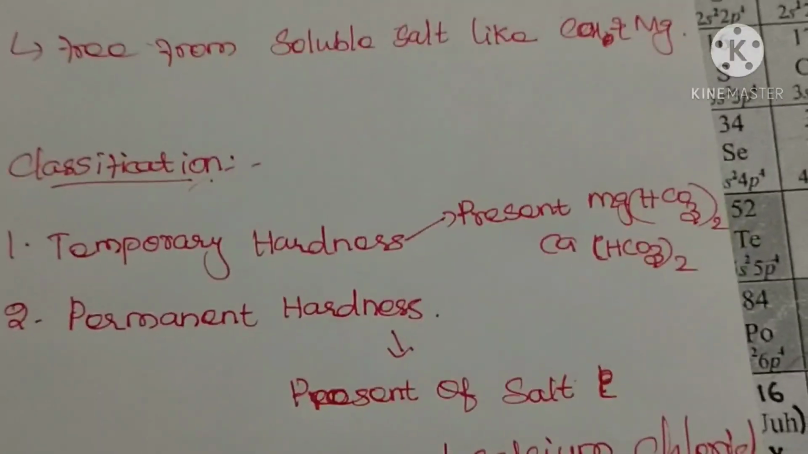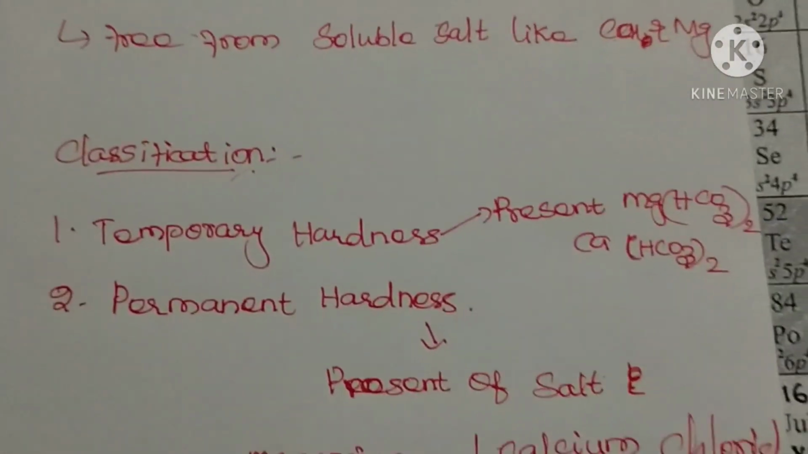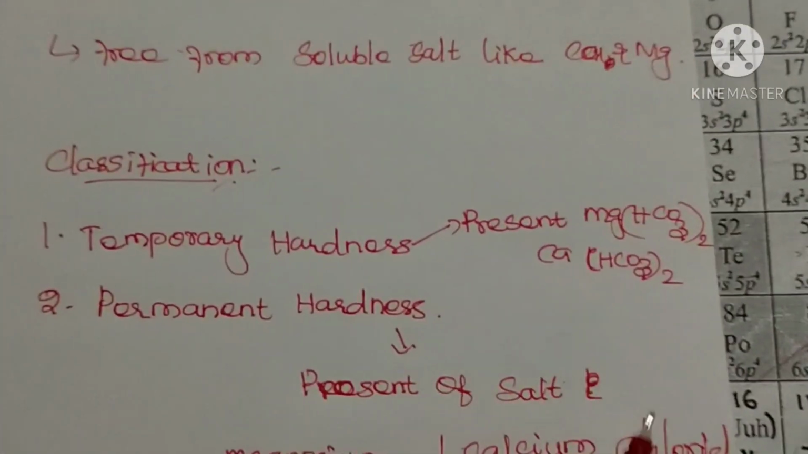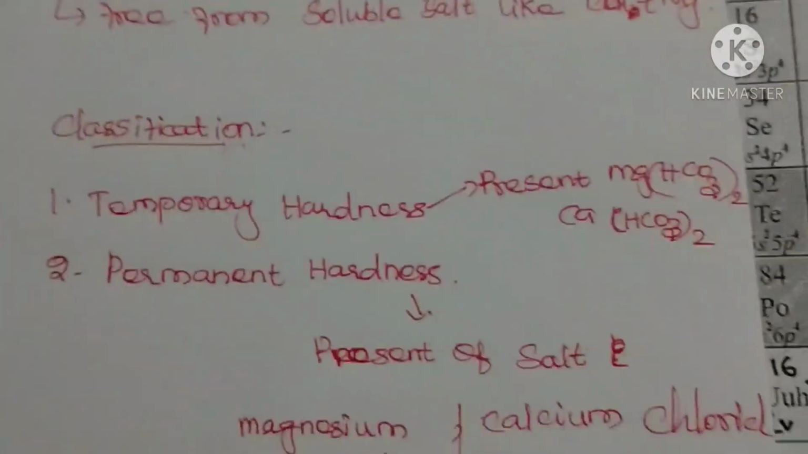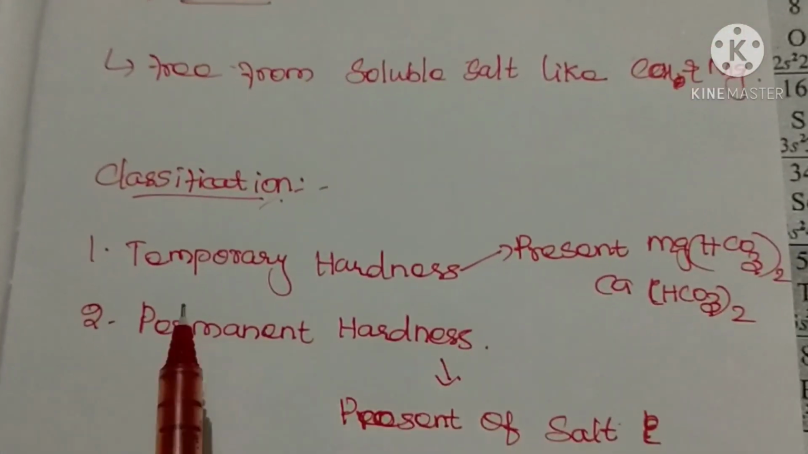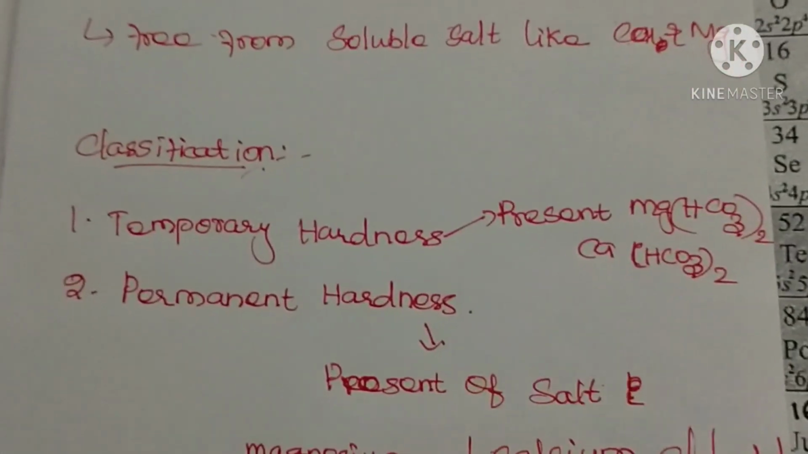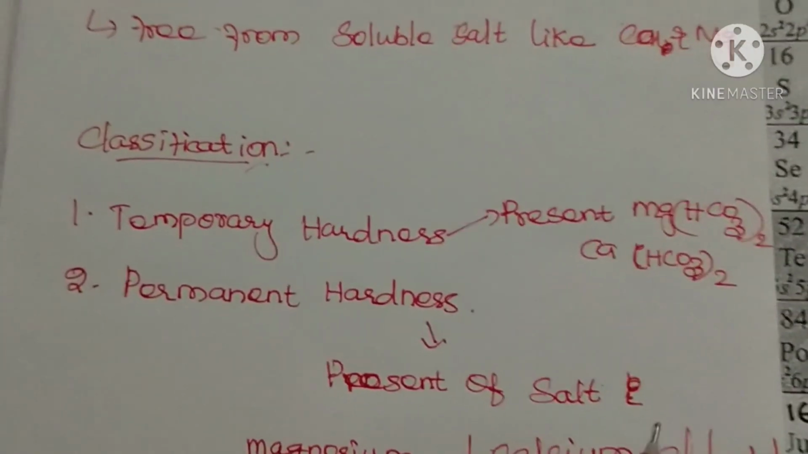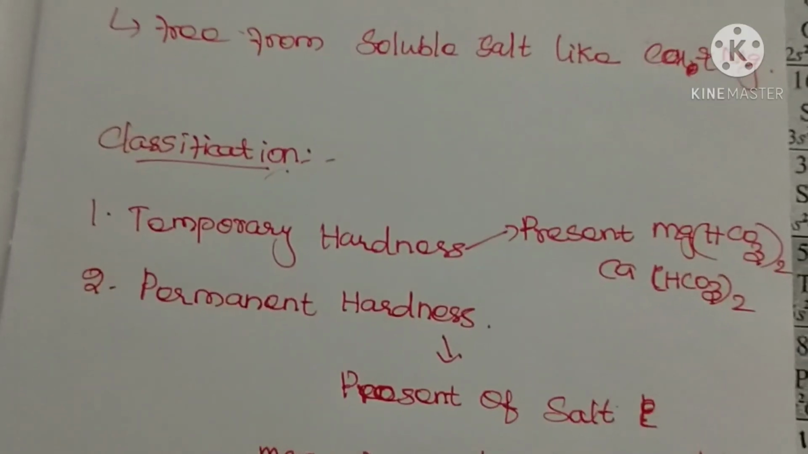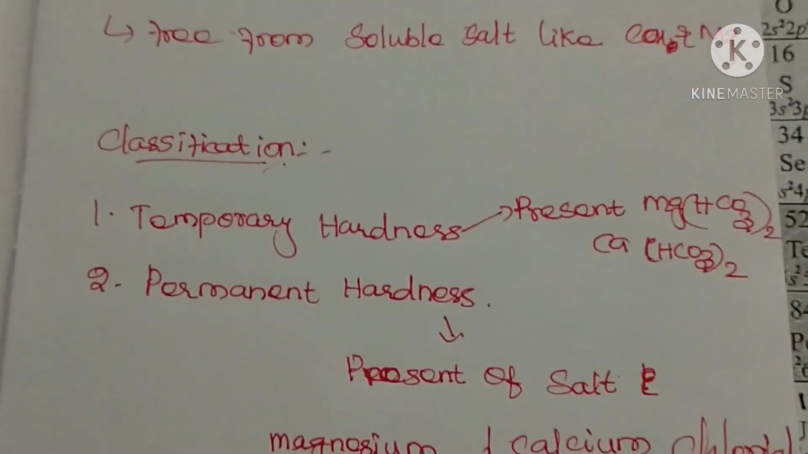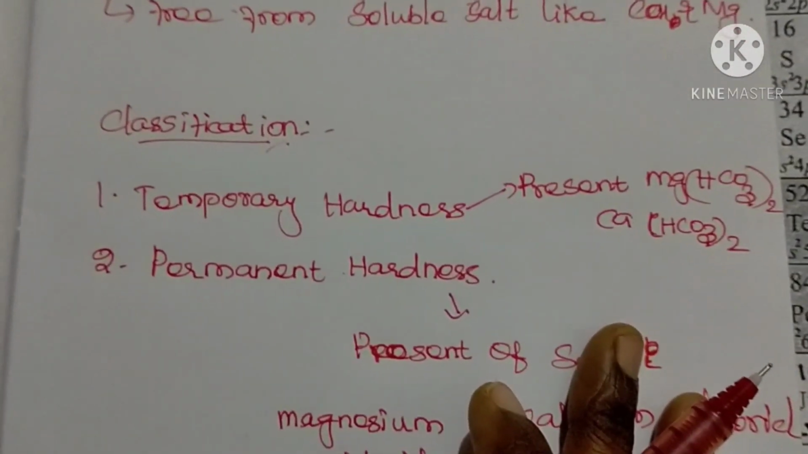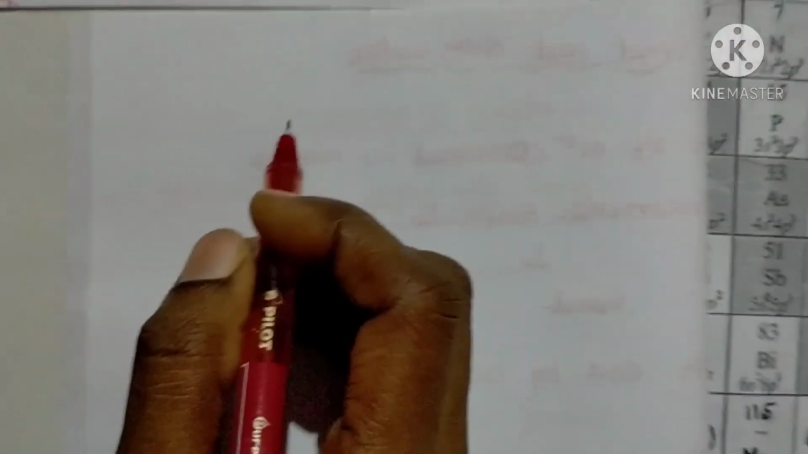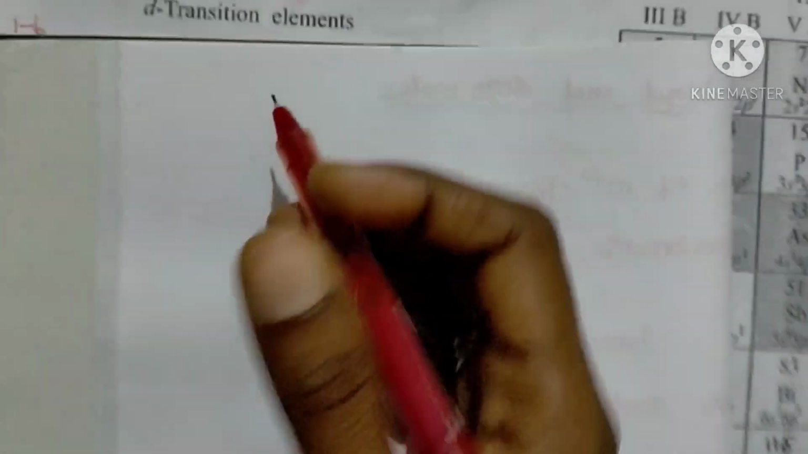Temporary hardness of water we can easily remove by boiling the hard water and getting the precipitate out by filtration. We already know that it precipitates out by heating. So if you boil the temporary hard water, you get the precipitate, and the precipitate is filtered out from the water. You will get soft water, water without hardness. So hardness is removed by heating in temporary hard water.